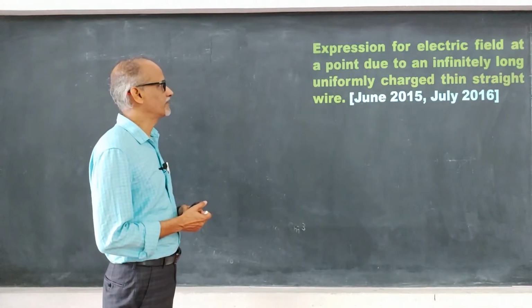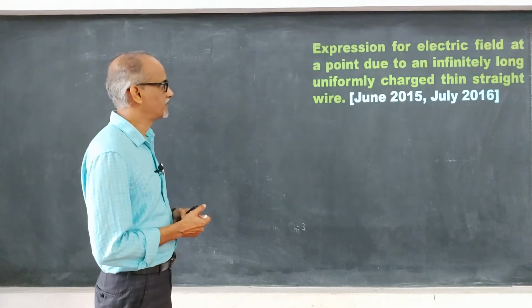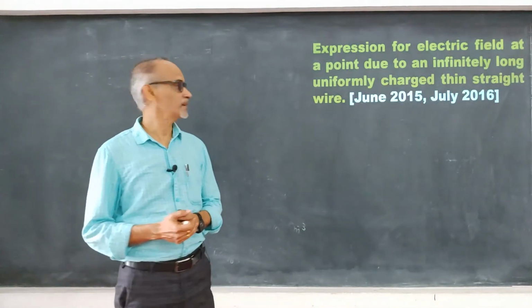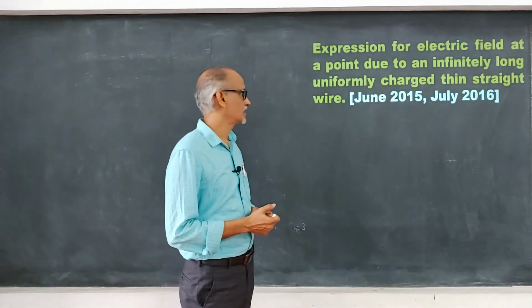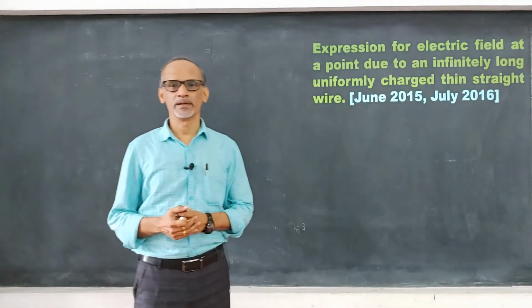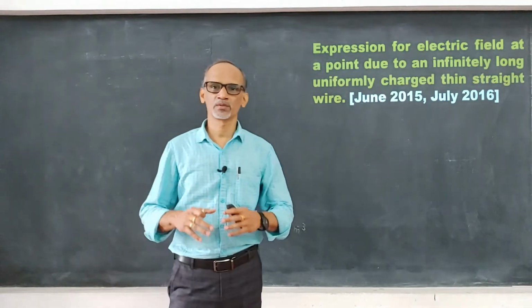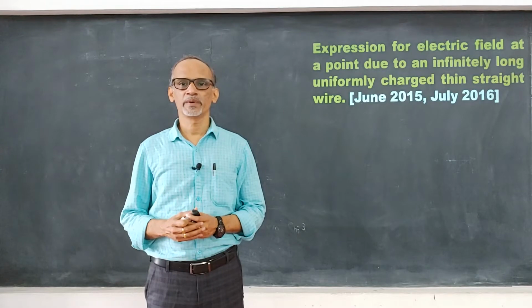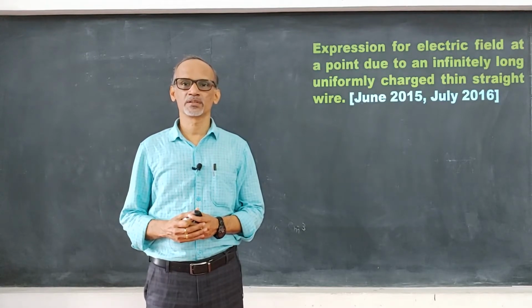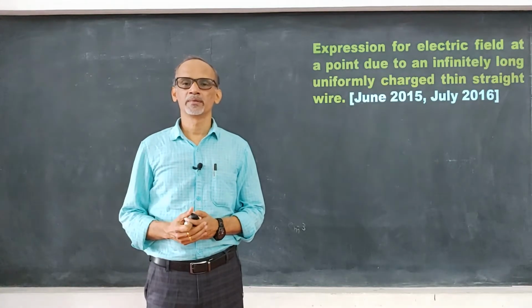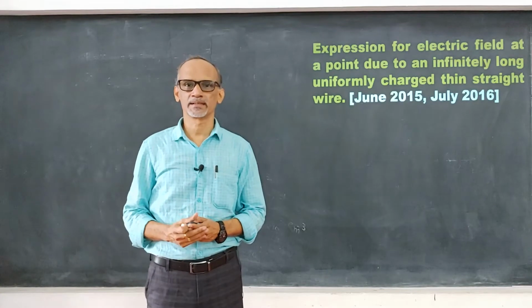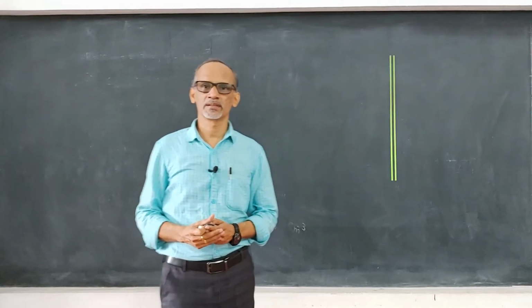We have to derive an expression for the electric field at a point due to an infinitely long, uniformly charged thin straight wire. So, the first application was all about a charged spherical shell, and now we have a uniformly charged thin straight wire, but it is infinitely long. Infinitely long means the length of the conductor. So, we are going to consider the conductor something like this.